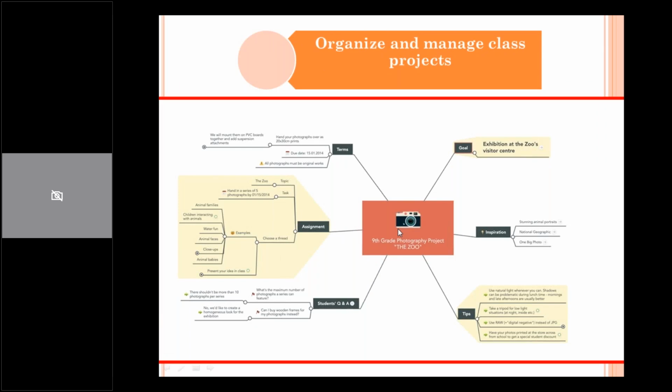For example, in your class, you are organizing a project. What is the project? You are going to organize an exhibition, a photographic exhibition. You can prepare a mind map which will guide you. So what is the purpose? We are going to have an exhibition. And what are the tips? We are saying that you have to make use of original papers, natural light should be there. We are giving you tips.